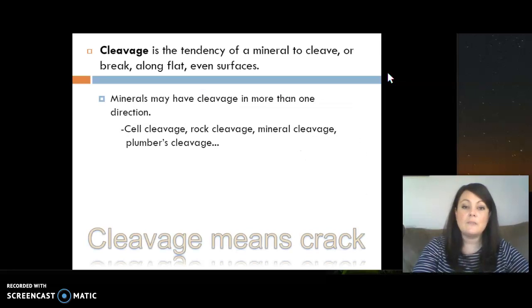Cleavage is the tendency of a mineral to cleave or break along flat, even surfaces. Minerals may have cleavage in more than one direction. Remember that cleavage is the same no matter what we're talking about. Cleavage means crack. So there's cell cleavage. When a cell is dividing into two, it creates that cleavage furrow. Rocks have cleavage. It's where they split apart. Minerals cleave. And there's always the plumber's cleavage. I don't need to explain that one.